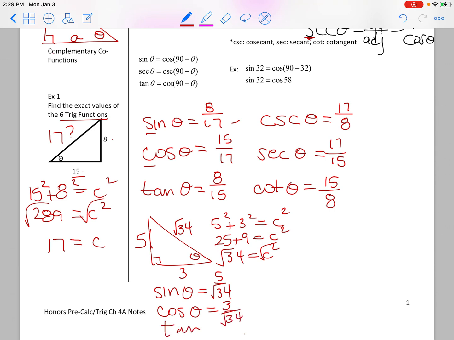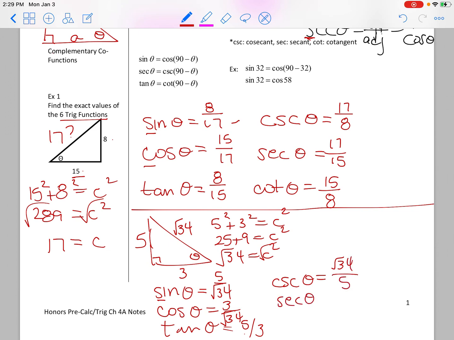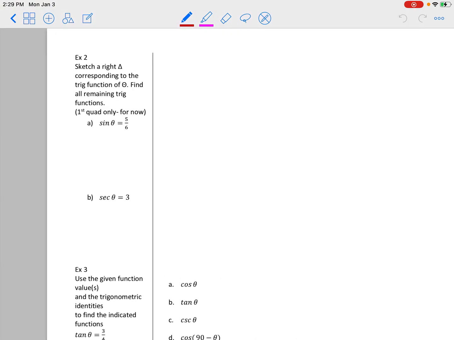And tangent would be 5 over 3. Like this. So then this starts with an S, so its reciprocal is going to start with a C. Cosecant of theta would be root 34 over 5. Secant of theta would be root 34 over 3. And cotangent of theta would be 3 over 5. Okay? All right. Let's go on to the next page.